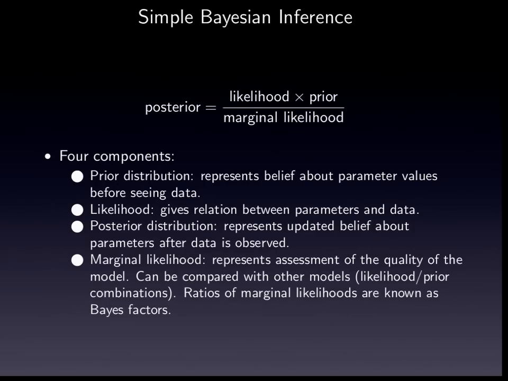So P of W given X comma T is equal to the likelihood, P of T given W comma X, times the prior. What's the prior over here? P of W, yep. Prior belief in the regression weights. We haven't said what we're going to use for that yet.